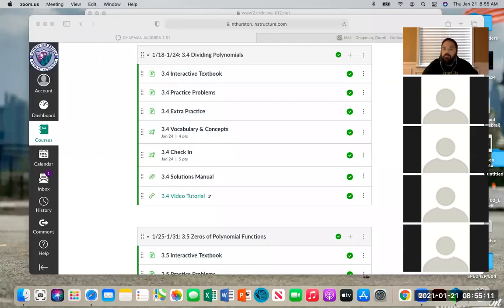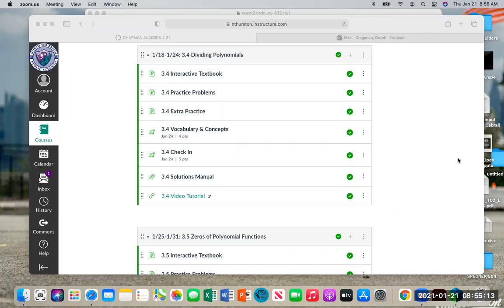I'm just going to show you what you've got on your plate for this week as well as next week, because next week's stuff unlocked yesterday. So this week, we have 3.4 dividing polynomials.